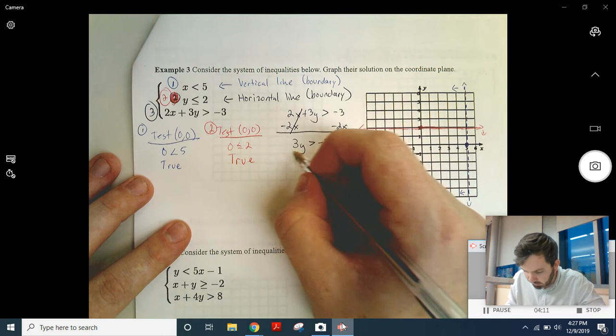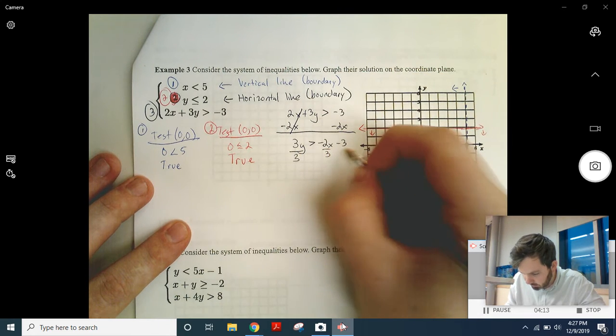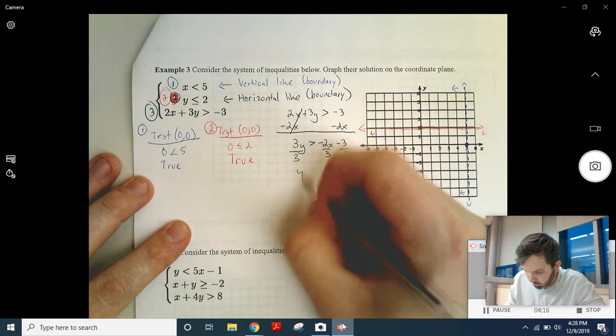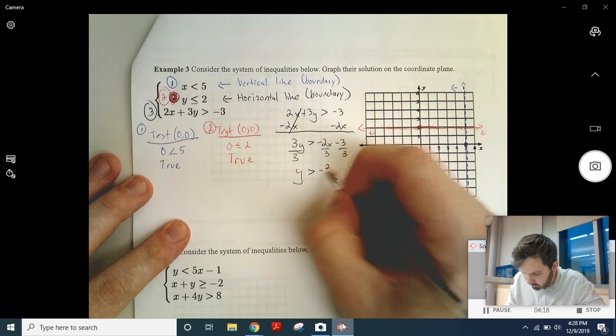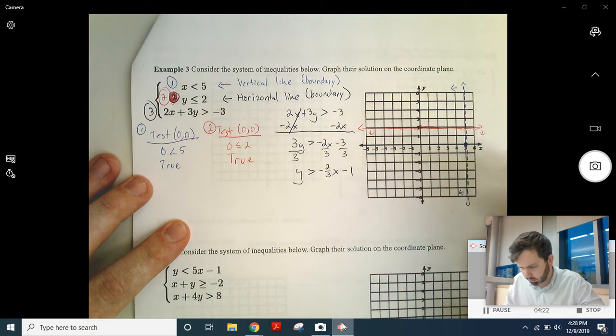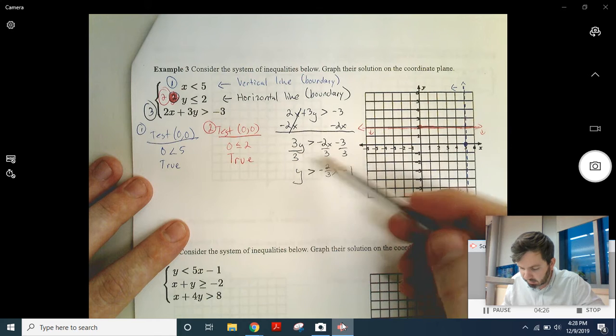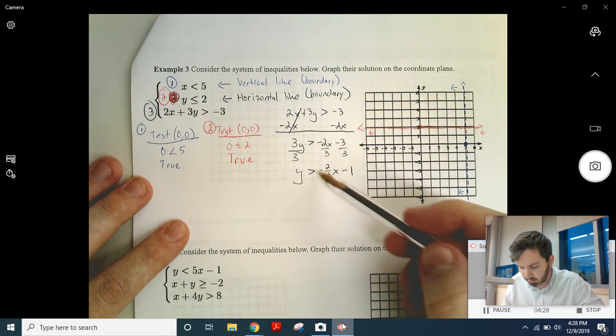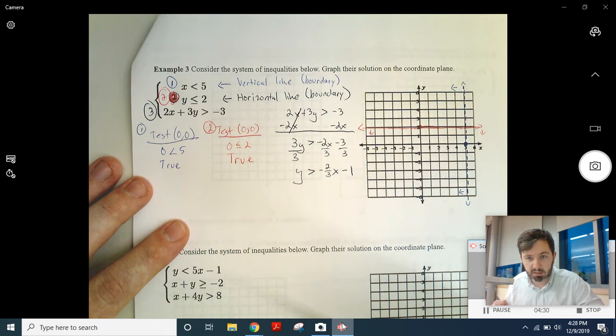Then we need to divide by 3. Y is greater than negative 2 over 3 x, 3 over 3 is 1, so minus 1. And it's important to recognize here, we're dividing by a positive number, so we don't have to flip the inequality. So make sure you're not flipping the inequality there.